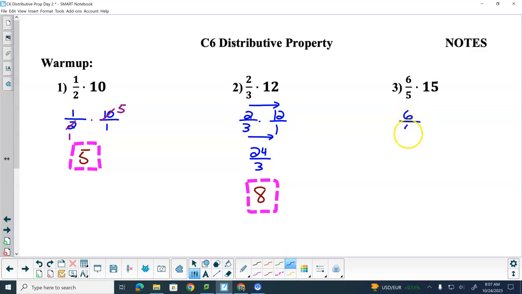6/5 times 15 over 1 is going to give me a big number on top. So let's divide first. 5 can be divided by 5 once. 15 can be divided by 5 3 times. Makes it a nice, more manageable number. Answer is 18.